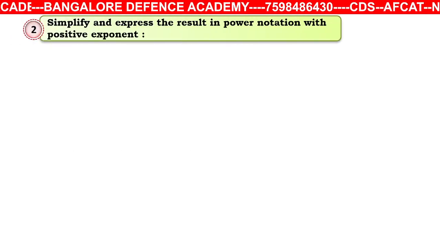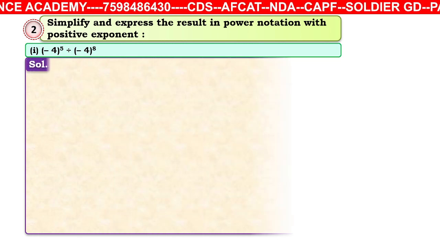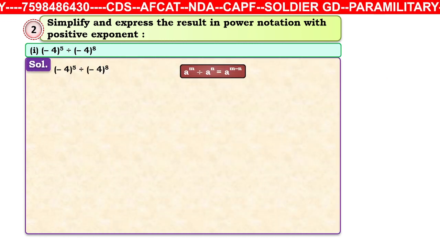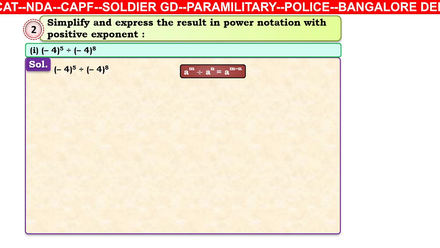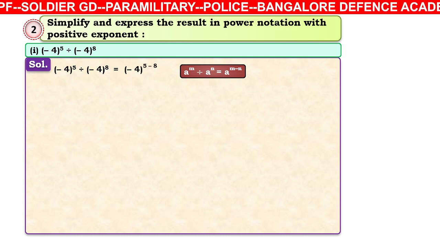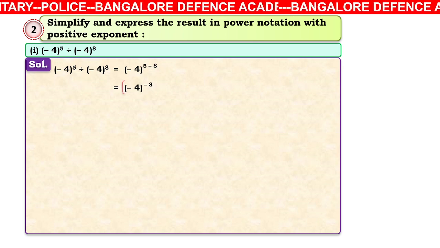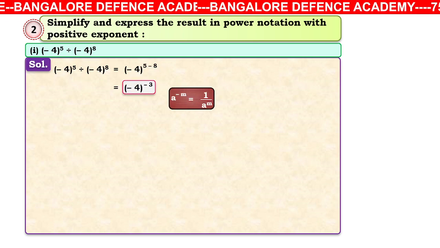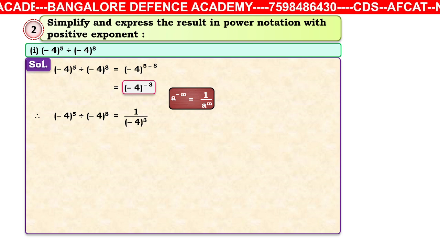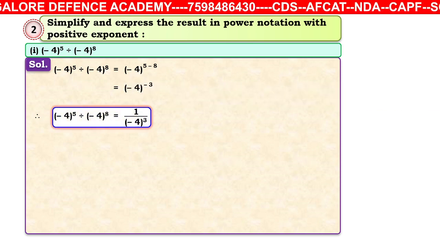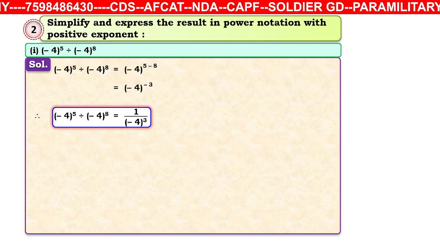Next. Simplify and express the result in power notation with positive exponent. Okay, so now here you have the same base and there is a division. So here I have to use this formula, a to the power of m divided by a to the power of n is equal to a to the power of m minus n. Okay, so I'm going to subtract this. Minus 4 to the power of 5 minus 8 gives me minus 3. And for this minus 3 I'm going to use a second formula here, that is a to the power of minus m is equal to 1 by a to the power of m. So what happens here? 1 divided by minus 4 to the power of 3. Now I am going to multiply the denominator 3 times. Okay, here the question stops us by telling that you have to write the power in the positive exponent. So we can stop here.